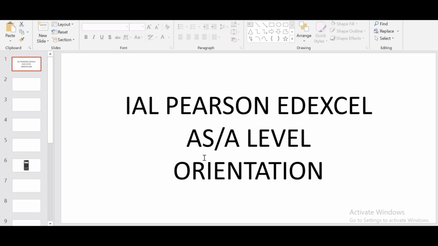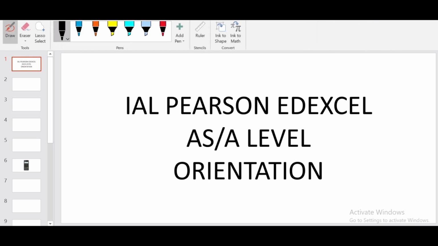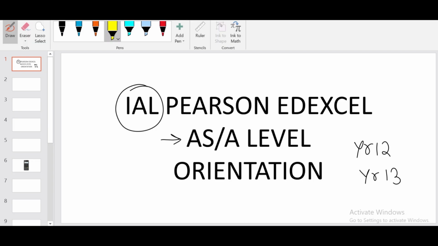Okay, so first of all, IAL is International Advanced Level. So there is AS level and A level. You will be taking AS level in year 12, A level after that in year 13. AS is Advanced Subsidiary level, A level is Advanced Level. Pearson Edexcel is a curriculum and the exam board.